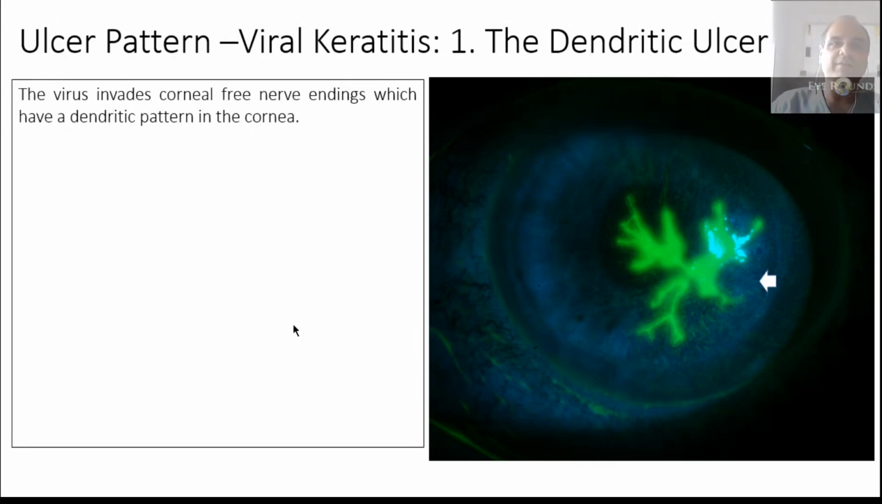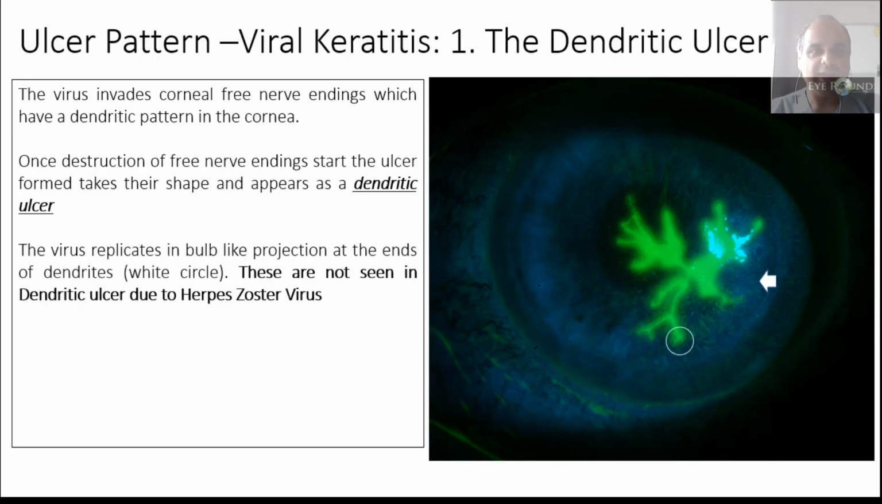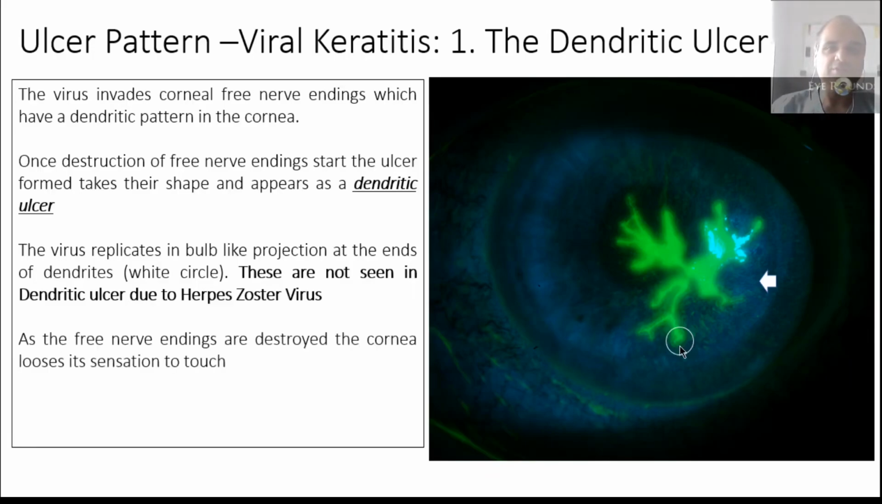This is a viral keratitis presentation, a dendritic ulcer, and this is very characteristic of how a viral keratitis appears. It has this appearance because the virus basically damages the free nerve endings, and it produces very characteristic dendritic-shaped ulcers. And at these very terminal ends, these bulbs is where the virus replicates. But these bulbs are seen in herpes simplex and not in herpes zoster. And as the free nerve endings are destroyed, the corneal sensitivity to touch is lost.